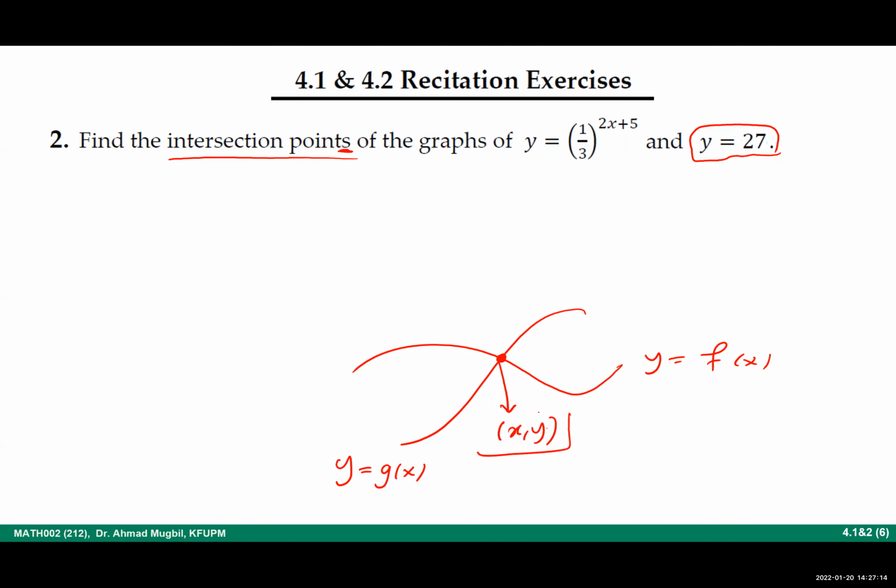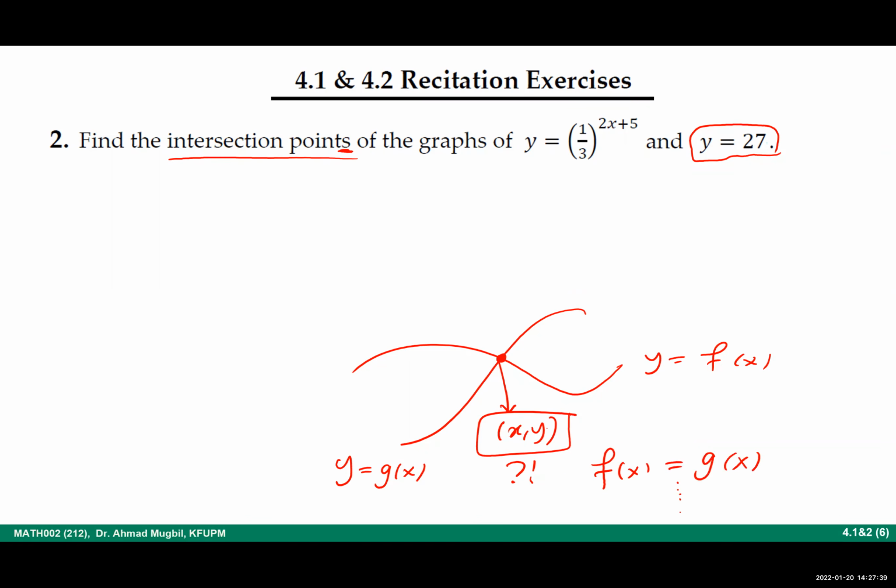So how to find this point, the point of intersection? X equals -4. No, I'm asking about this in general. In general, if you want to find the intersection points of two graphs, what will you do? I'm talking about the graphs of functions. We equate the two. You will set them equal to each other. This y equals this y. So f of x equals g of x.